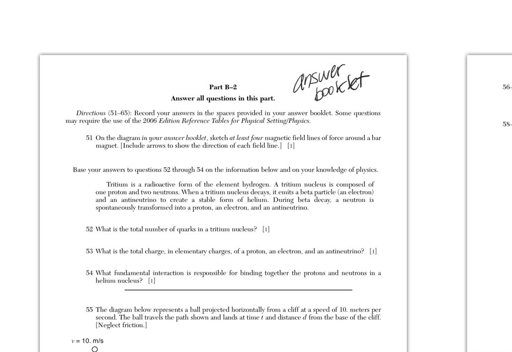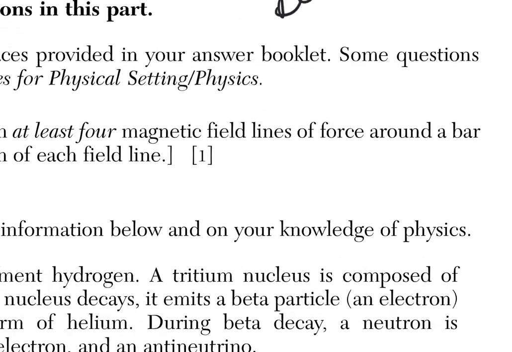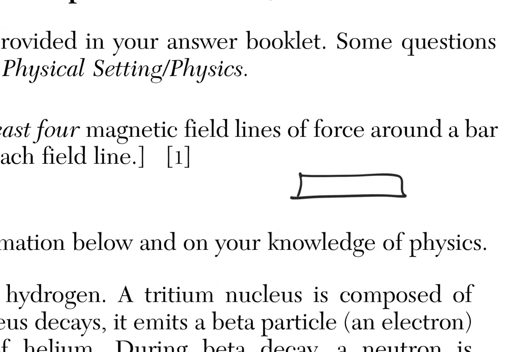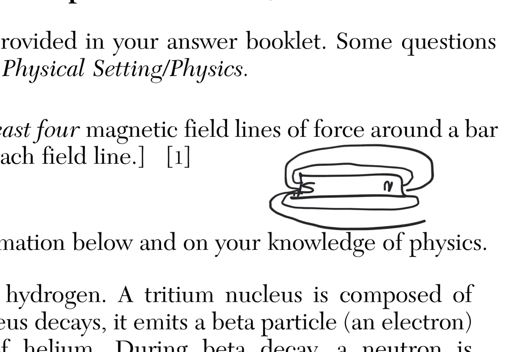51, sketch at least 4 magnetic field lines of force around a bar magnet. I have my handy dandy answer key that I'm looking at here on my computer, and I'm scrolling down to 51, and it's a bar magnet with the south on the left end. So that would have south, north. Field lines are closed loops. It says at least 4. 1, 2, 3, 4. Try not to cross them. And the direction, we need to include the direction, and it goes from north to south.